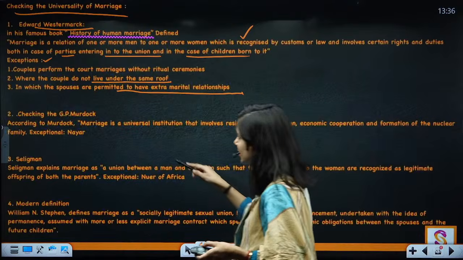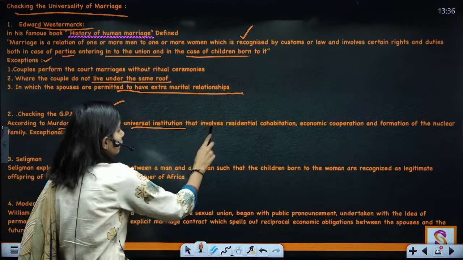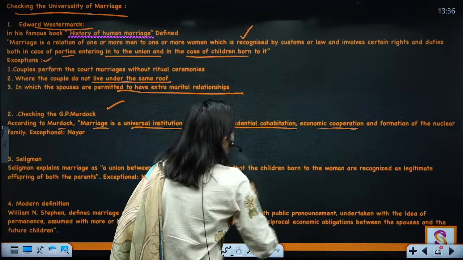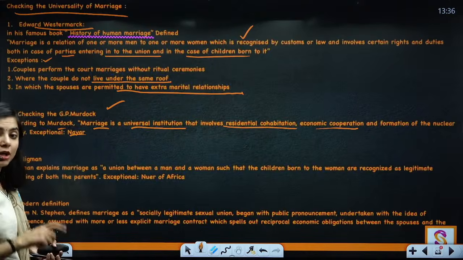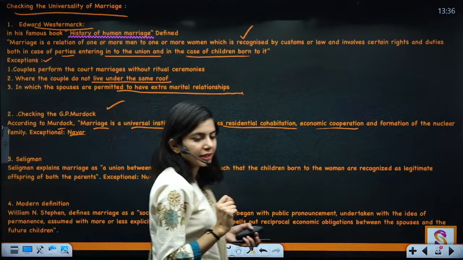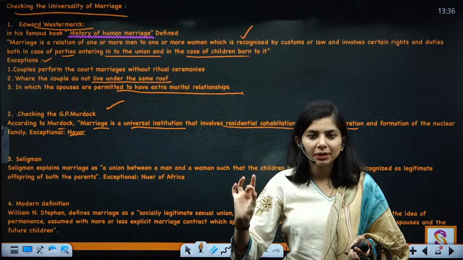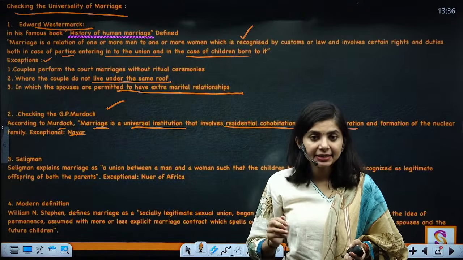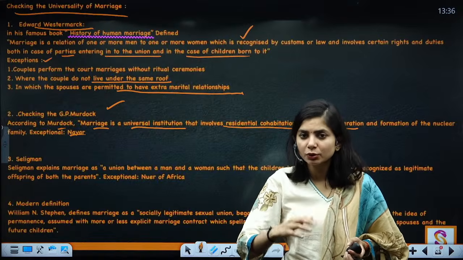Next is checking G. P. Murdock. According to Murdock, marriage is a universal institution and it involves residential cohabitation and economic cooperation. Here we can mention the Nair family as an exception. You all would be aware of the Nair family and the Nair case. If no one is able to understand the Nair case, you can text me directly. I will explain it to you specially.